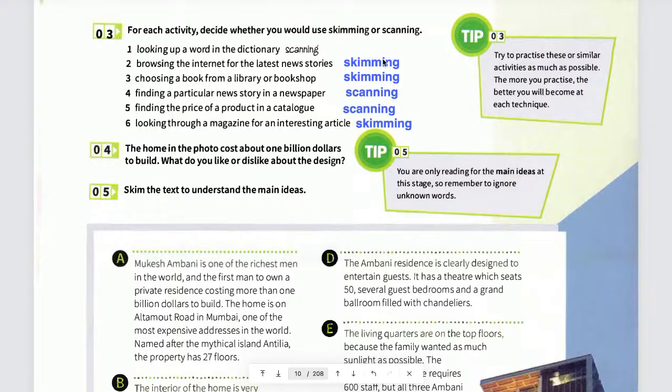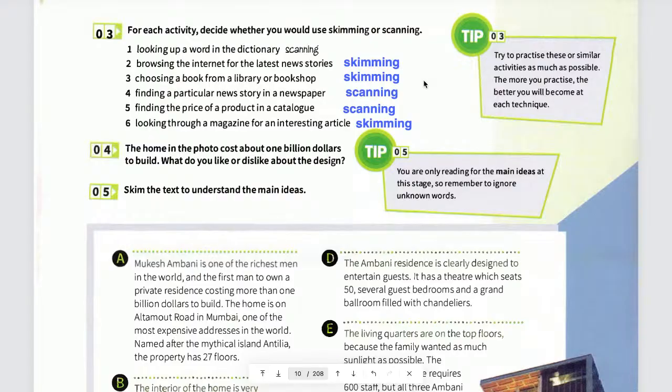Number 3. Choosing a book from a library or bookshop. Scanning. No, that is skimming, not scanning. Why is that? Why is choosing a book from a library or bookshop skimming? Just look through the library and bookshop and just pick one. Actually, you just look at the titles. You go through all the books, like, oh, this one looks okay, maybe interesting, and then you look at this. You just go through them. You don't read them in details. You understand? So that means you just go skimming.